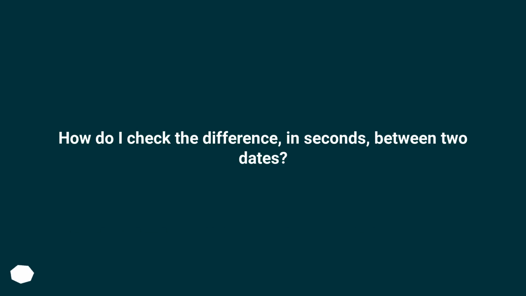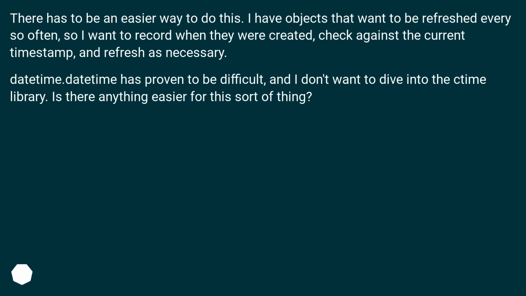How do I check the difference, in seconds, between two dates? There has to be an easier way to do this. I have objects that want to be refreshed every so often, so I want to record when they were created, check against the current timestamp, and refresh as necessary.